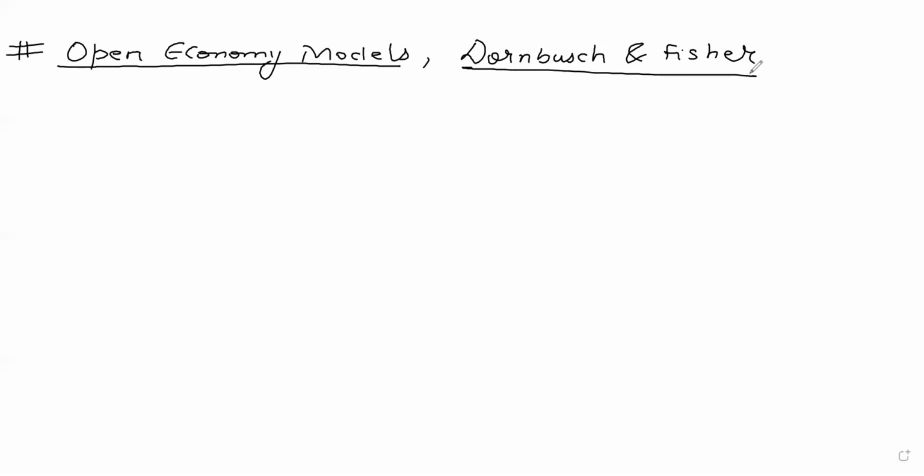The book I prefer to follow for my lectures on open economy models is Dornbusch and Fischer. It's one of the most important books for lectures on macroeconomics. So this is the book I prefer to follow for lectures on the open economy models. And in this particular lecture, I intend to look at the concept of exchange rate.